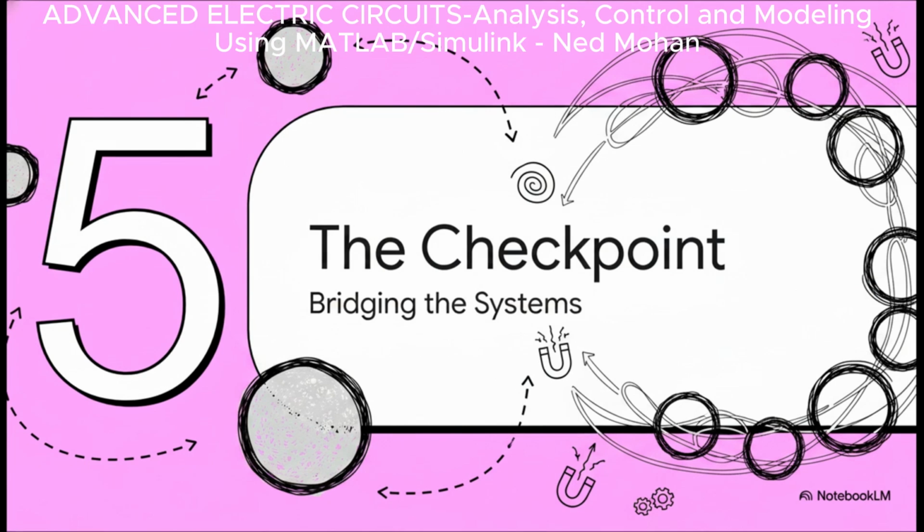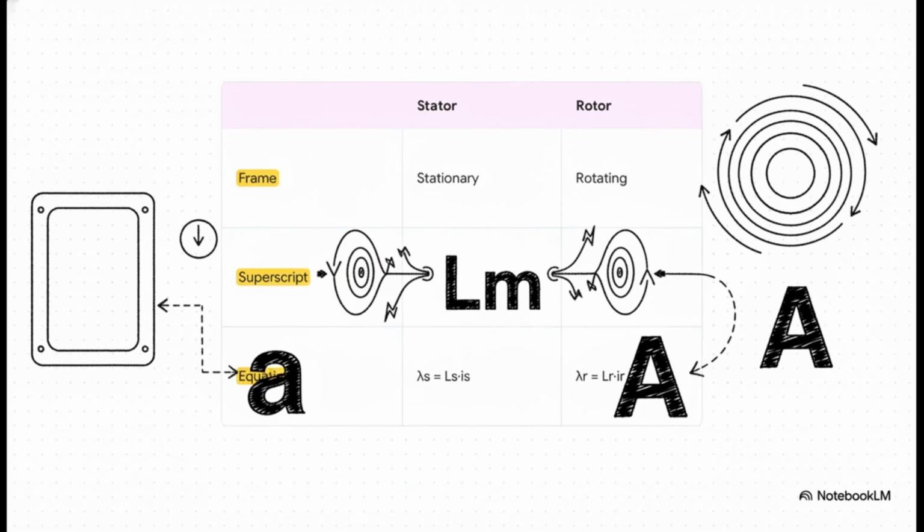Okay, let's hit pause for a second. We've looked at the stator in isolation and the rotor in isolation. This is a perfect checkpoint to just summarize what we have before we try to bridge these two systems. This table lays it all out pretty neatly. We have two separate systems, two distinct worlds. The stator system is stationary, and we use that lowercase a superscript. The rotor system is rotating, using the uppercase A superscript. Each has its own simple governing equation. Now, the mathematical bridge that's eventually going to link these two worlds, that's the mutual magnetizing inductance, LM.